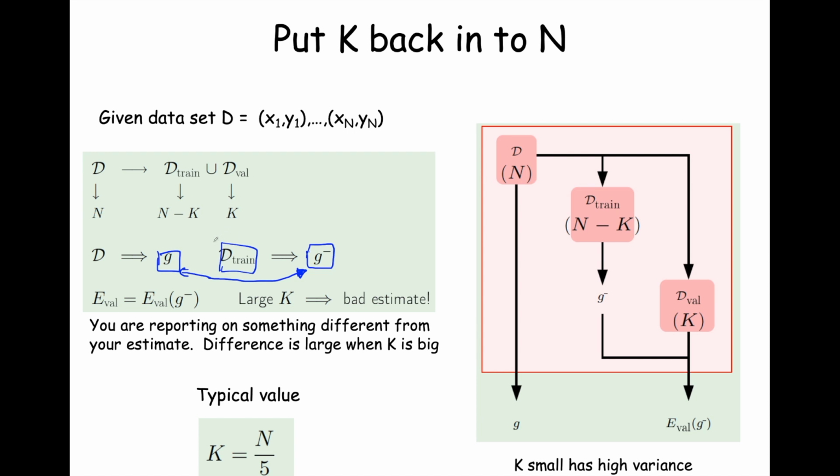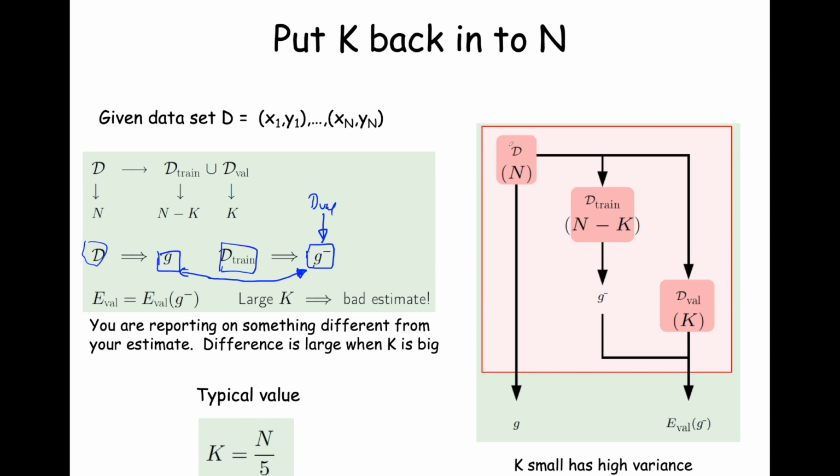And so when you think about E val, your validation error, it is evaluated by taking D val and running it through g minus. What you're reporting is something different from your final best hypothesis g, because it's a little bit off. It's not your final best hypothesis. The difference between g and g minus is going to be very large if K is big. Why? Because if K is big, D train is going to be much, much less than the full data set D, and then you're going to have a suboptimal g minus.